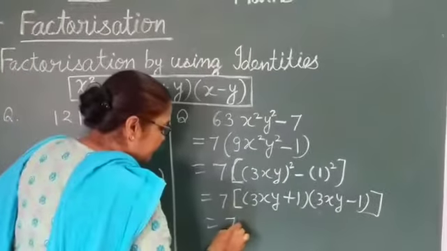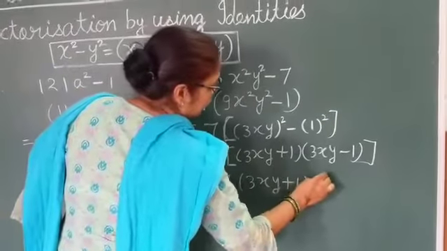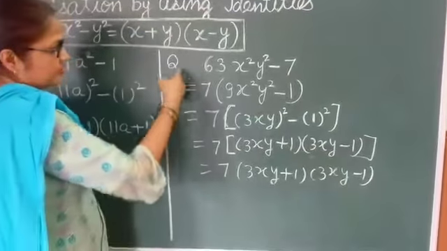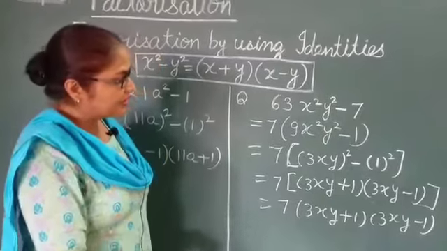We can write it as 7 times (3xy plus 1) times (3xy minus 1). This is the factor of this algebraic expression. I hope you all understand. Thank you.